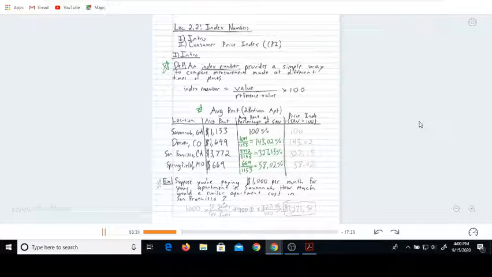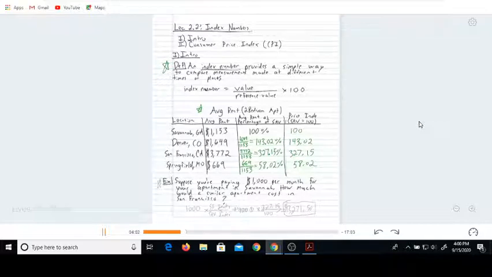Now here are the index numbers. The index number for Savannah would be 100. For Denver would be 143.02. For San Francisco, it would be 327.15. For Springfield, it would be 58.02. So like I was saying at the beginning of the lecture, the index numbers are essentially a percentage. It's kind of like writing a percent without the percent sign.